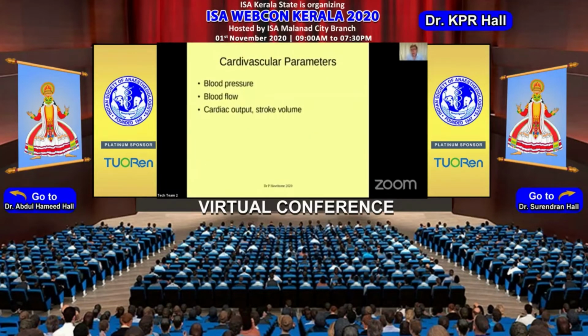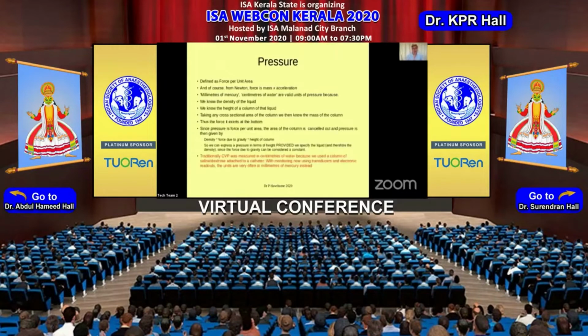So the cardiovascular parameters that I want to look at would be blood pressure, which is ubiquitous. I mean, we measure blood pressure so often, and it has been measured for a very long time now in medicine. Blood flow, which is quite difficult to measure, and cardiac output and stroke volume, which are very related to blood flow, which is why I'm sort of putting them together like that.